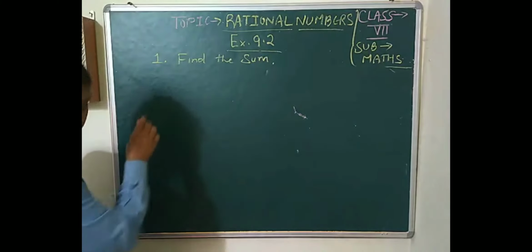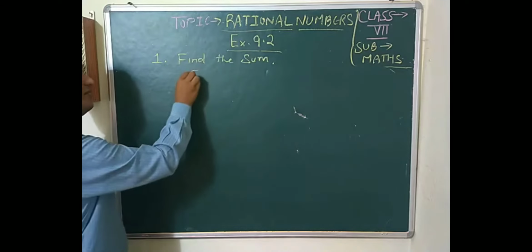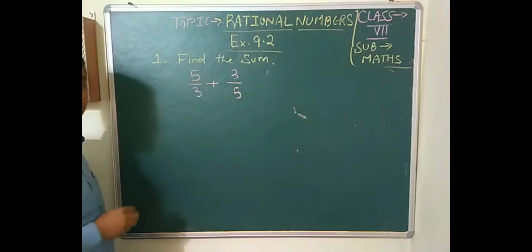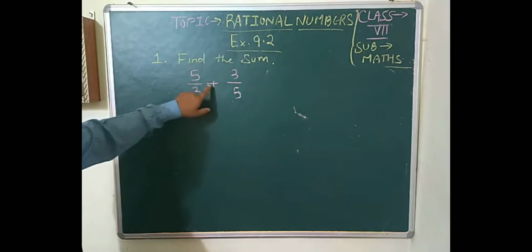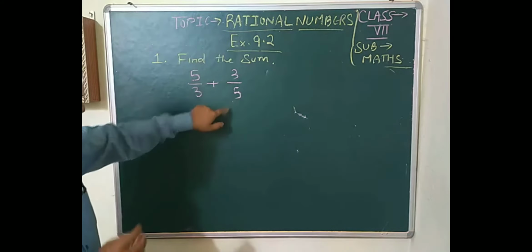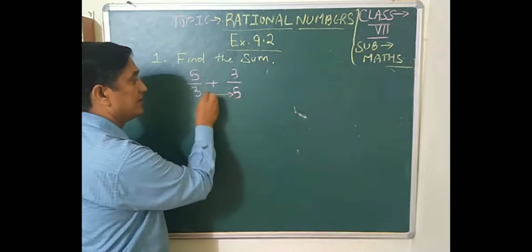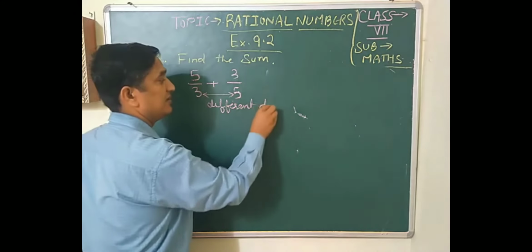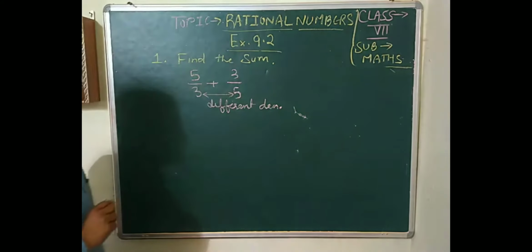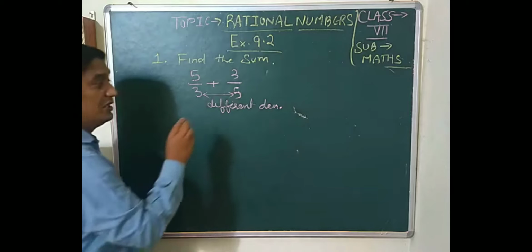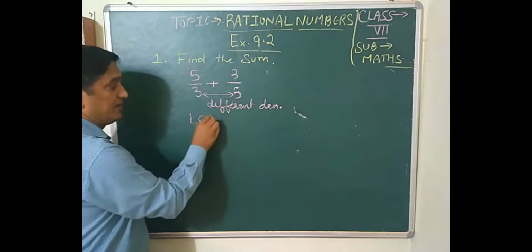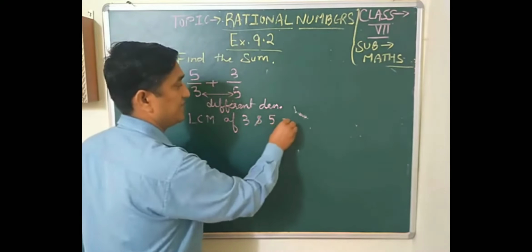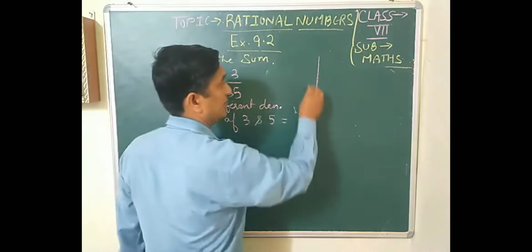Second part is 5 upon 3 plus 3 upon 5. Now look children, here we have to add 5 upon 3 and 3 upon 5. But here we have different denominators. So children, in this case, what we have to do? We have to find the LCM of the denominators, that is 3 and 5. We know how to find their LCM.